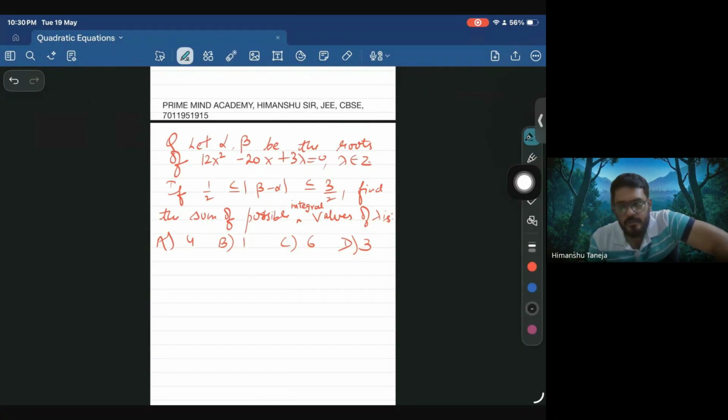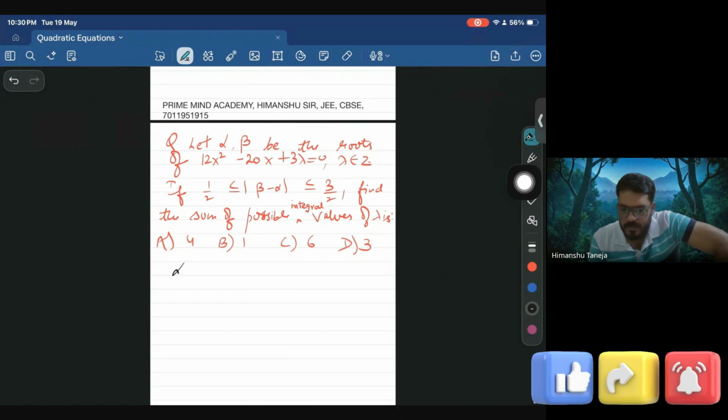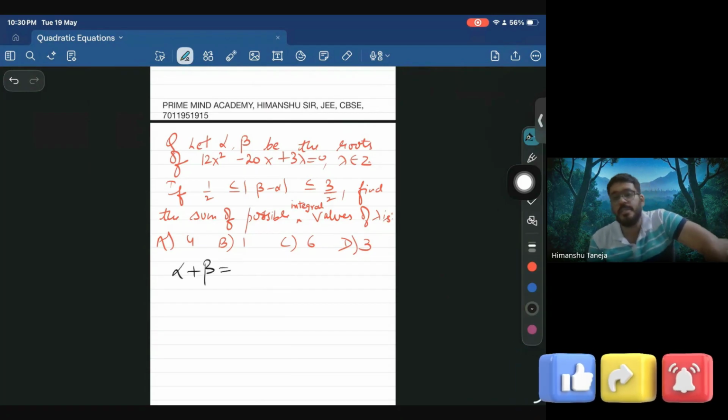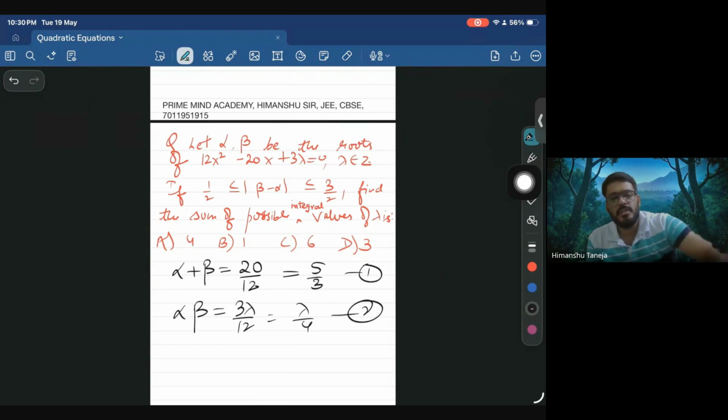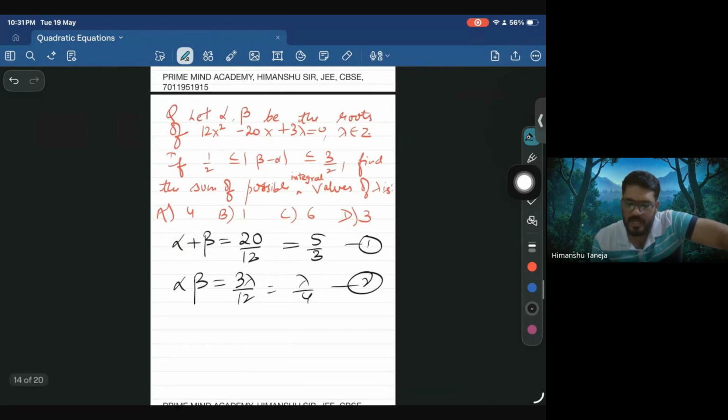So I need the value of the magnitude, or mod, of beta minus alpha. The same can be obtained by using the quadratic formula of addition and multiplication. That is, alpha plus beta can be written as equal to 20 by 12, that is equal to 5 by 3. And similarly, the product of the roots can be written as 3 lambda upon 12, that is equal to lambda over 4.